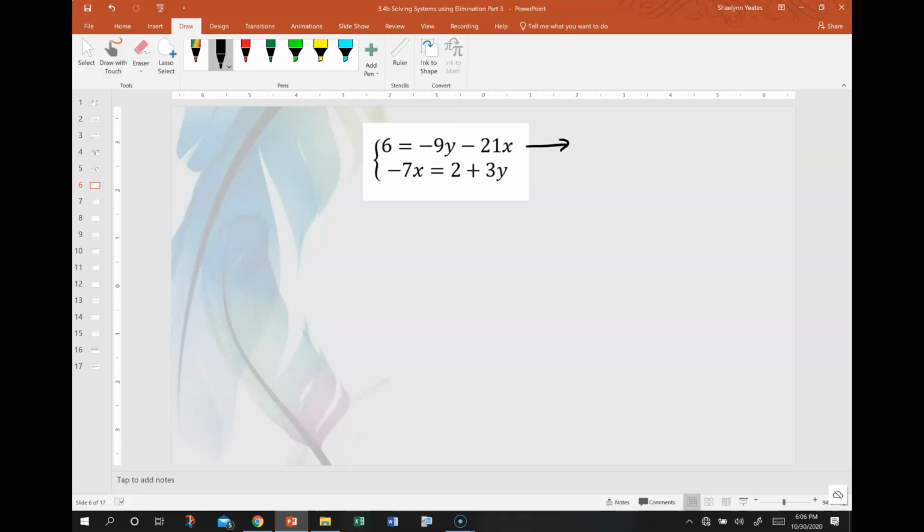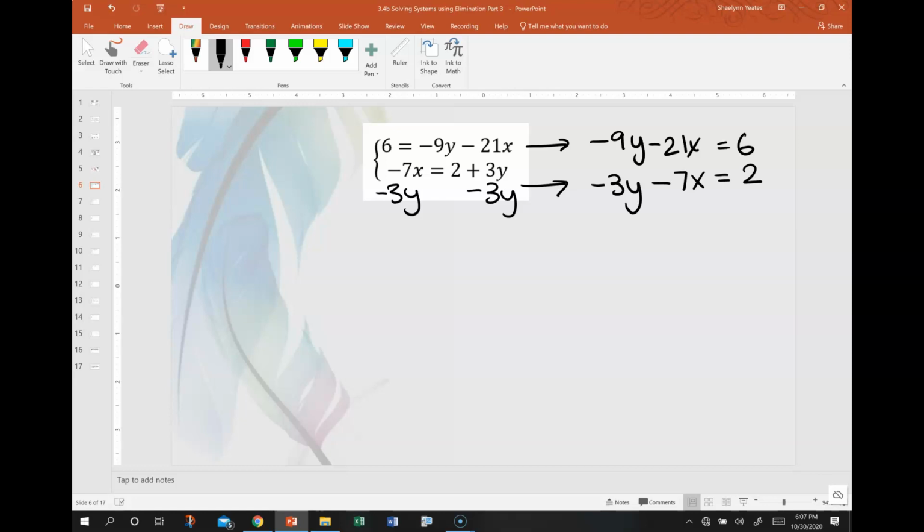So first thing I'm going to do is rearrange this one. So it's negative 9y minus 21x equals 6. I didn't have to do anything special. I just moved everything. It just made me more comfortable. Now I need to move my y to the other side of my equation. So the way I'm going to do that is I'm going to subtract it, because it's positive right now. And then I get this. I can line up my negative 3y with my negative 9y, my negative 7x with my negative 21x, my equal sign with my equal sign, and my 2 with my 6.